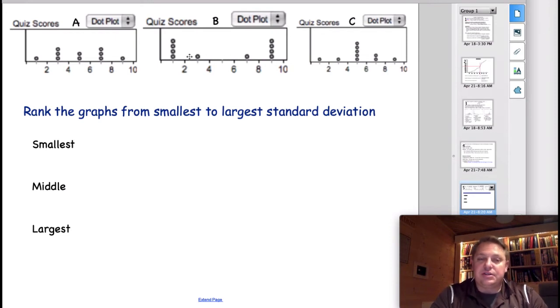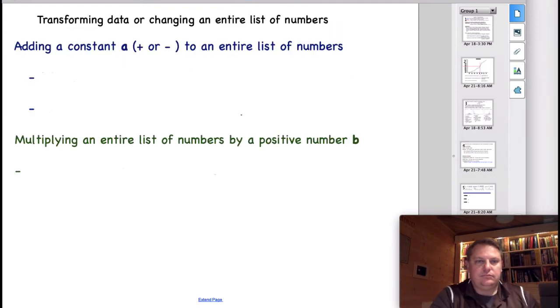So the largest standard deviation of these three is going to be the one that has the most points pushed furthest from the middle, because that's where the mean would be. So in this case, B would have the largest standard deviation. It has most of its points pushed out near the edges, which is farther away from the mean. C would have the smallest. It has the most points right on top of the mean. And then A would be somewhere in between.